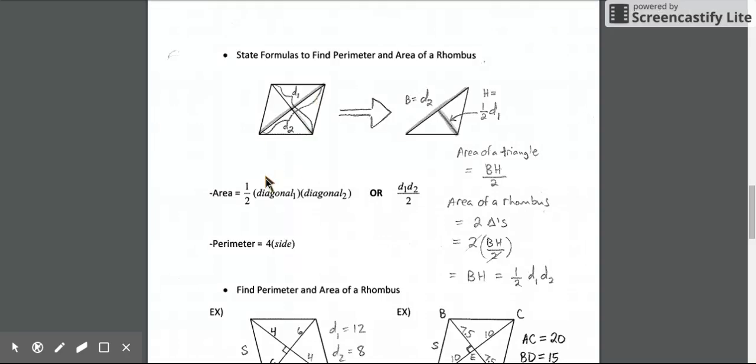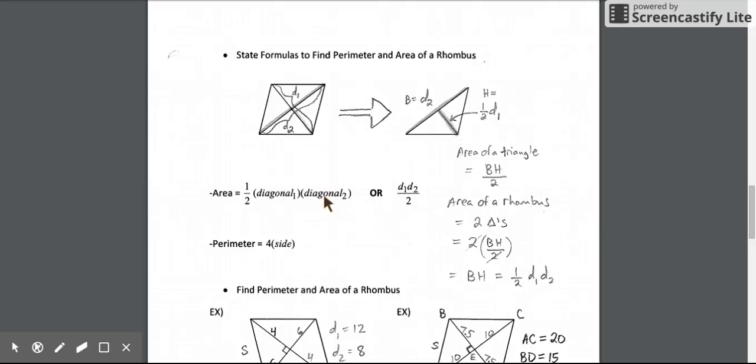There's an area formula that says that if we multiply our two diagonal lengths together and then divide by 2, or cut that in half, we get the area of the rhombus. It's kind of a crazy formula, and I'm going to break it down and show you why that's actually true, and it has to do with triangles.